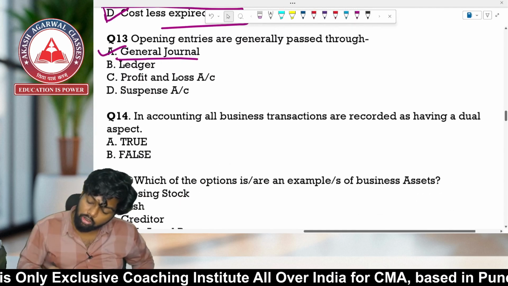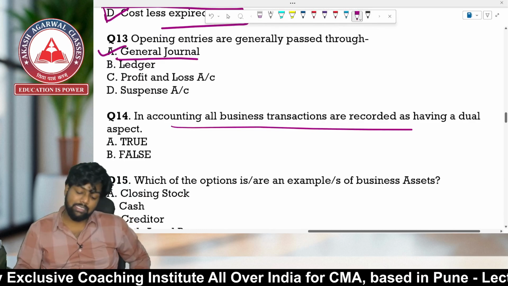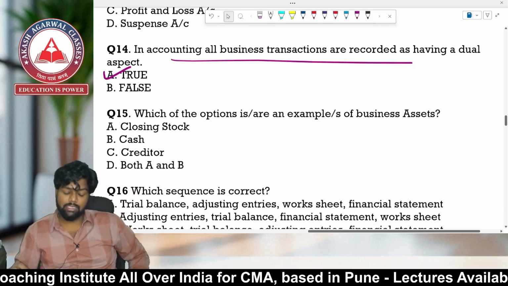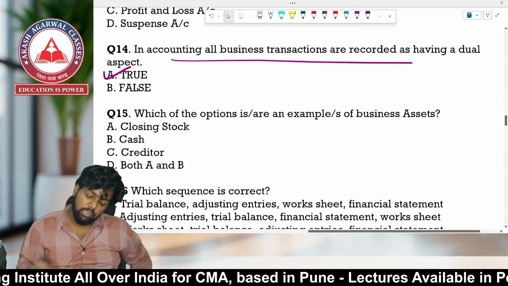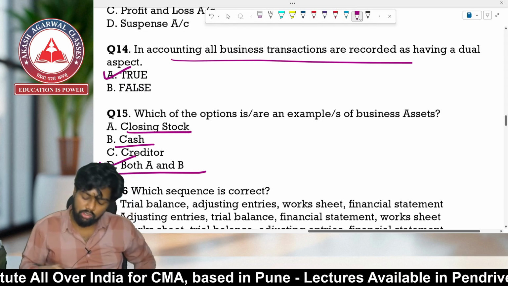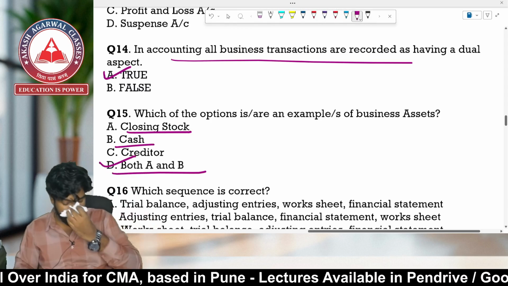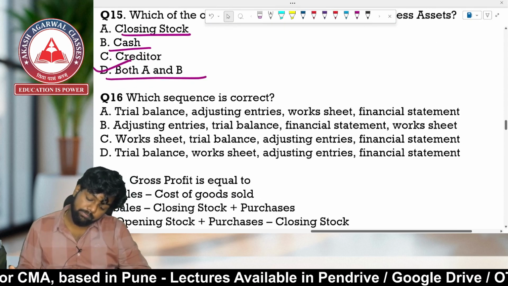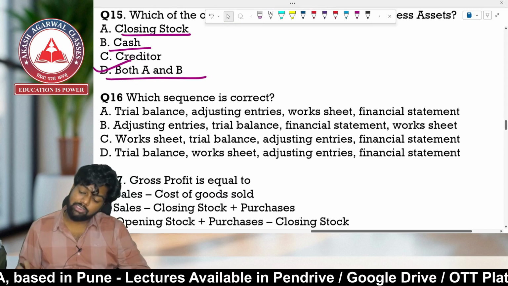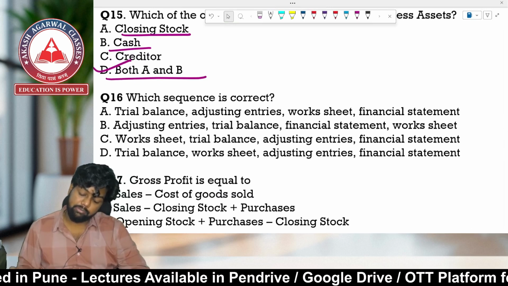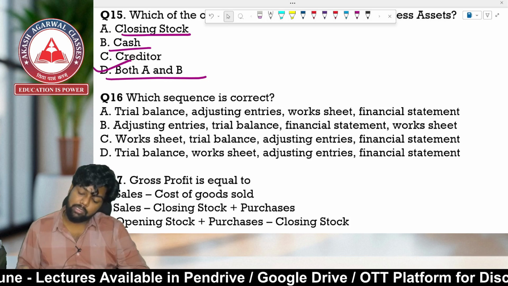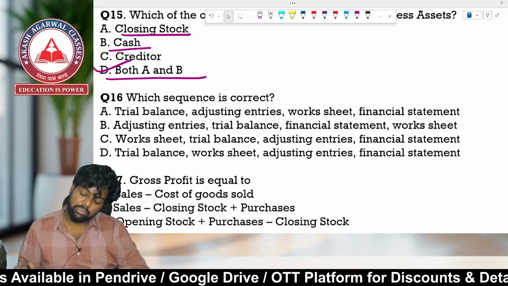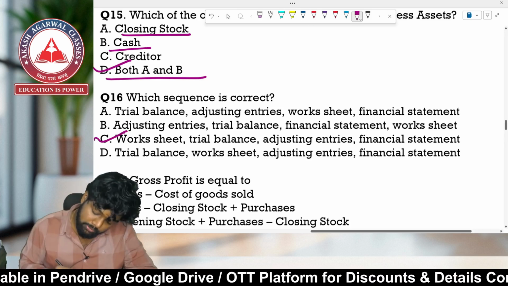In accounting, all business transactions have which aspect? Dual aspect, true. Which of the following is an example of a business asset? Both A and B, closing stock and cash. Creditors are liability. What is the sequence? The sequence is trial balance, adjusting entries, worksheet, financial statements. Adjusting entries, trial balance, financial statements. Worksheet, trial balance, adjusting entries, financial statements. Option C.